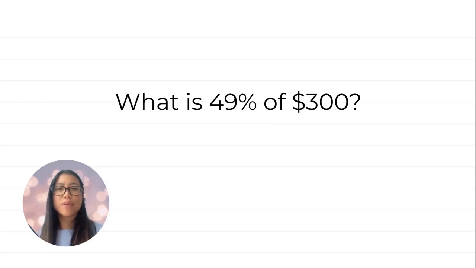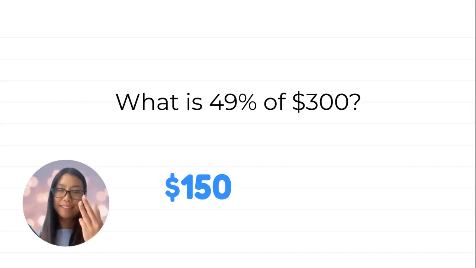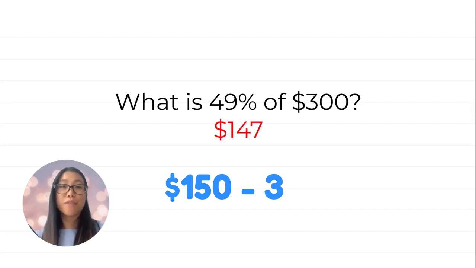Okay, let's try 49% of 300. So we know that 50% of 300 is 150, but we've added the 1% 3 times too many, and 1% of 300 is 3. So 150 minus 3 is 147.